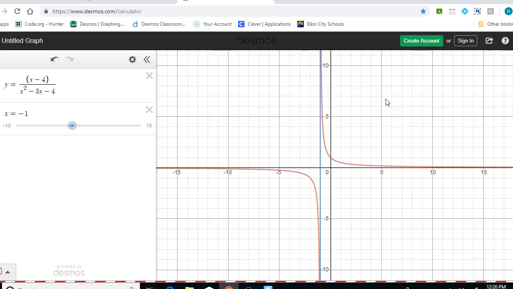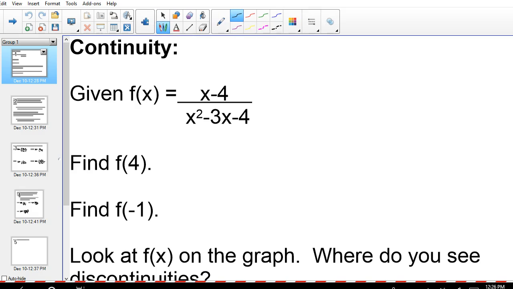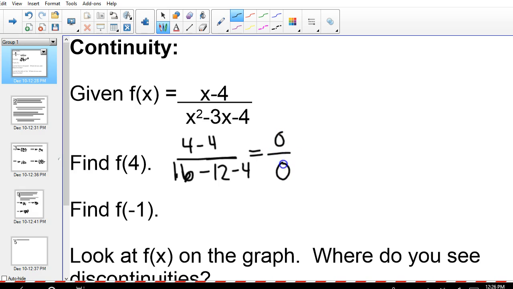The problem with Desmos is we have a discontinuity we can't see as well, because it looks continuous everywhere else. If you look at your notes, if we find f of 4, which just means to plug in 4, you would have 4 minus 4 over 4 squared, which is 16, minus 3 times 4, which is 12, minus 4, which is going to give you 0 over 0.